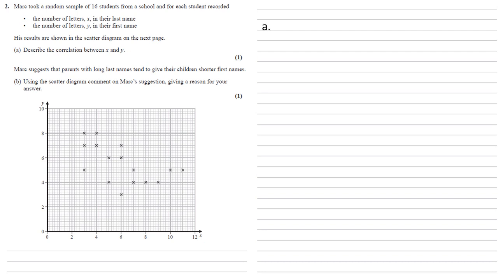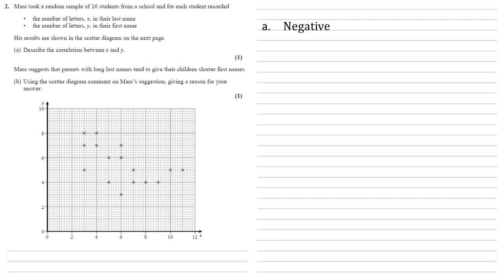For part A, we need to describe the correlation between X and Y. So looking at the scatter diagram, we can see that there's a rough pattern of crosses going from top left down to bottom right. Hence we have a negative correlation. It's not a strong one, but it is there, negative correlation.